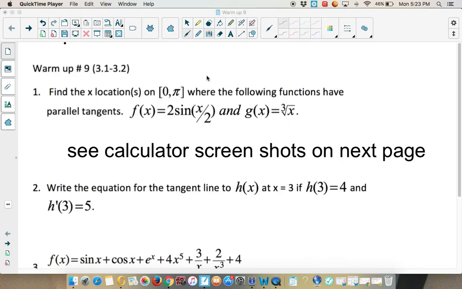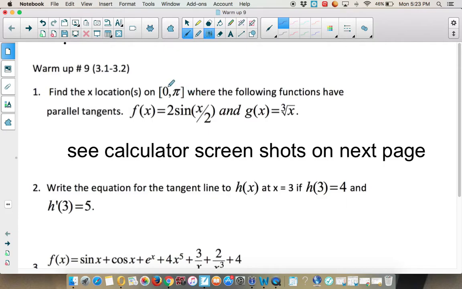Hi guys. All right, so we're going to start with warm-up number 9. I encourage you to pause this warm-up whenever you need to catch up if I'm going too fast. First one we're going to do is going to be the parallel tangents. Remember, parallel tangents are going to occur where the slope is the congruent or the same, and your slope is going to be your derivative.